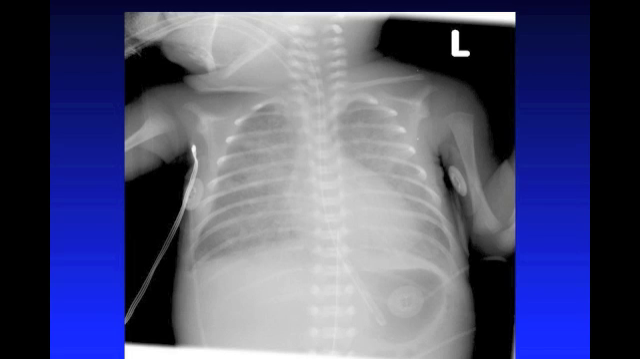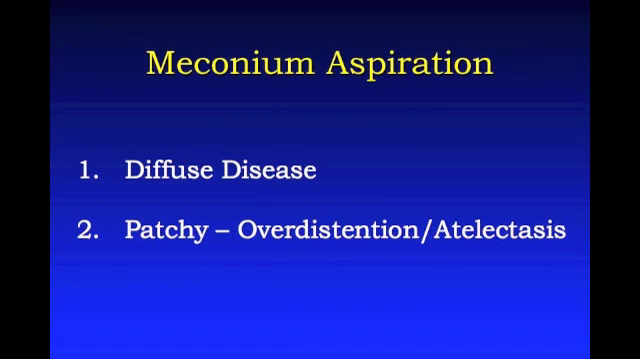Well, what about patients who have meconium aspiration? Well, meconium aspiration sort of comes in 2 kinds of patients. One is where they have this diffuse disease that looks more like RDS than it does meconium aspiration. And the other is where they have a patchy, very overdistended type of lung. Well, this is the baby with diffuse disease. And how do you treat this kind of patient?